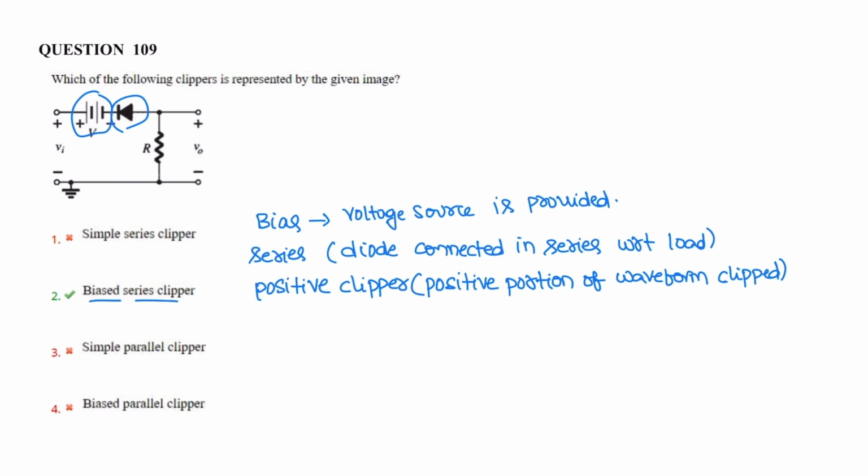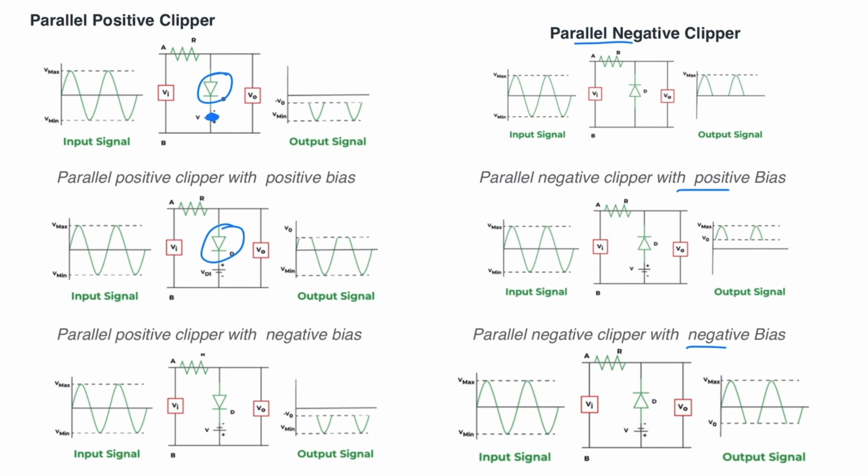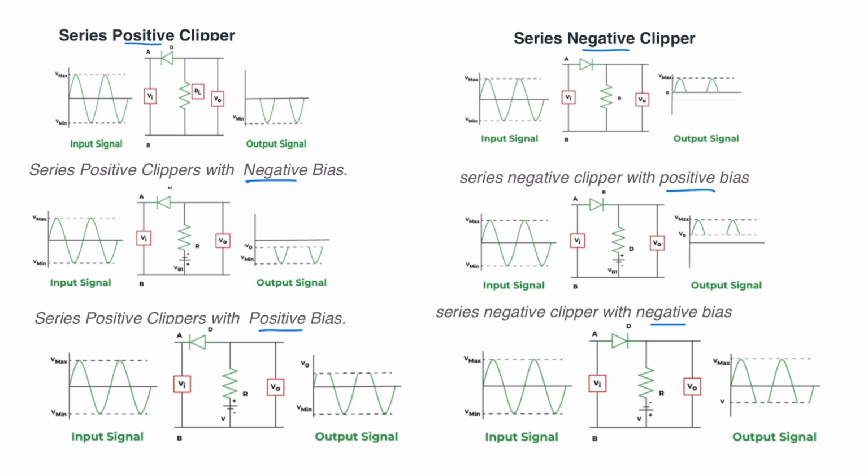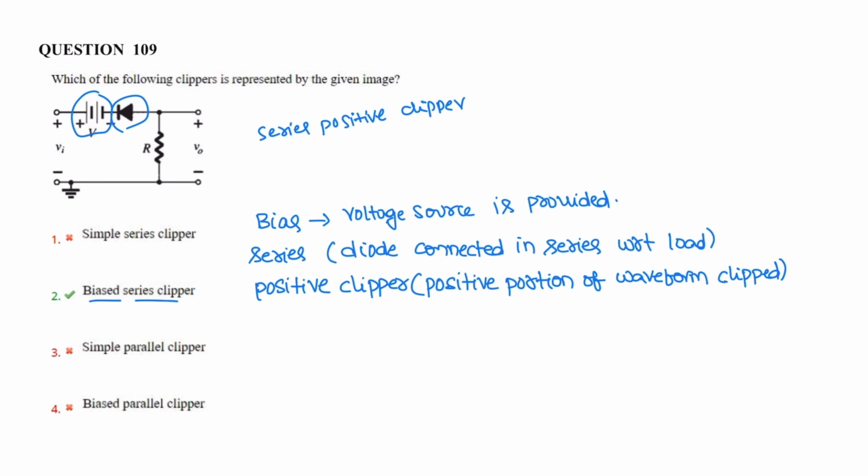Biased series clipper, that is series positive clipper with negative bias. The given circuit is a series positive clipper with biasing.